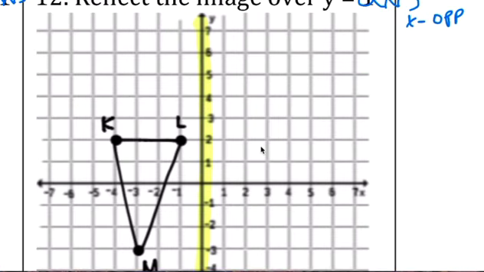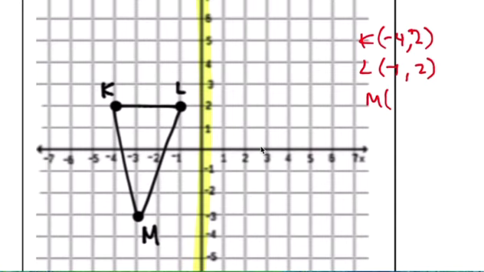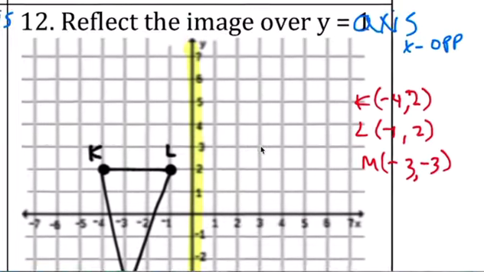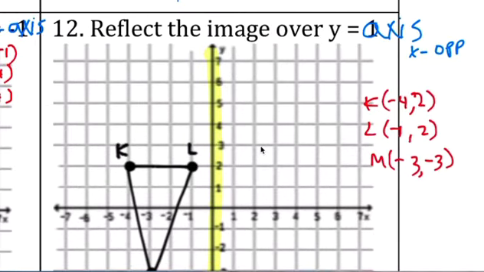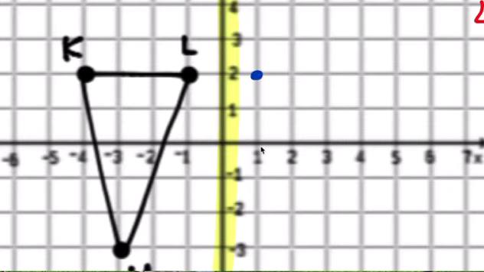We know that K is currently at -4, 2. L is at -1, 2. And M is at -3, -3. So over the y-axis, let's look. If you're not sure, do L. L would be 1 over, 1 over. So it'd be right here.